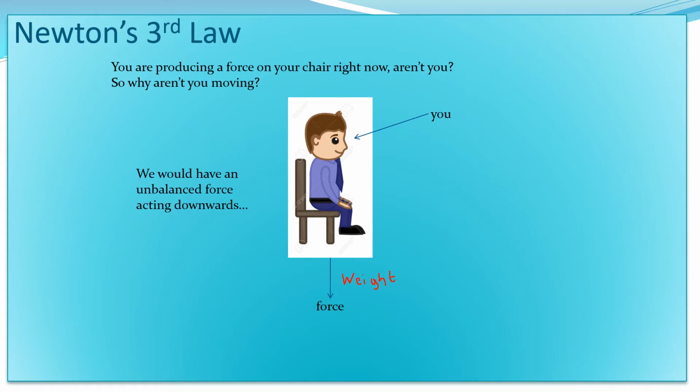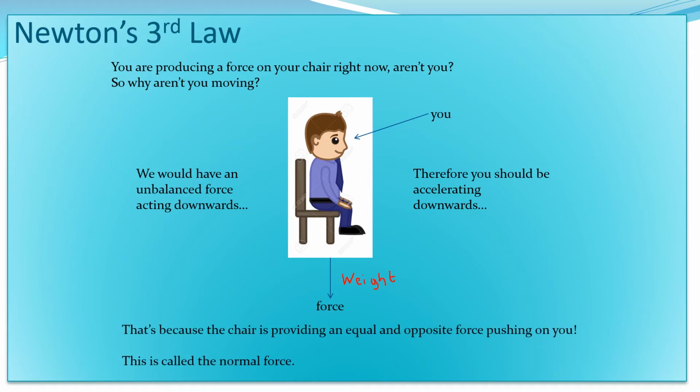So that will come back into it later, just to highlight it now. So we would then have an unbalanced force acting downwards, because there's nothing pulling us up. So therefore we should be accelerating downwards. But what actually happens is the chair provides an equal and opposite force to us, exactly equal and exactly opposite, so that we don't move at all up or down, we just stay where we are. And this force it puts in opposition to us, we call that the normal force. So that's the force something puts opposing another object, like the equal opposite force.